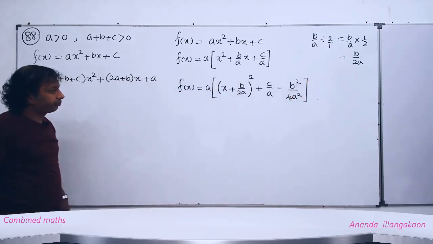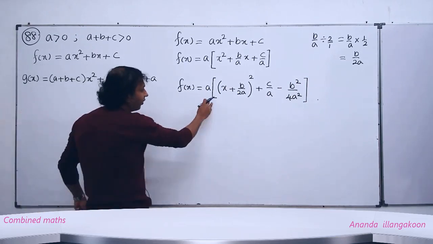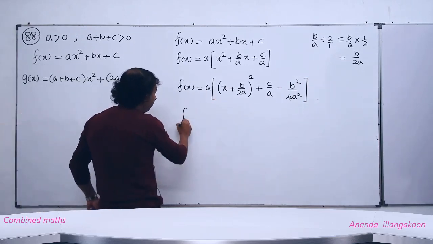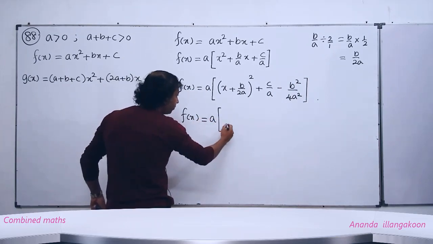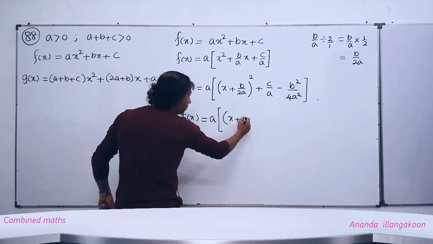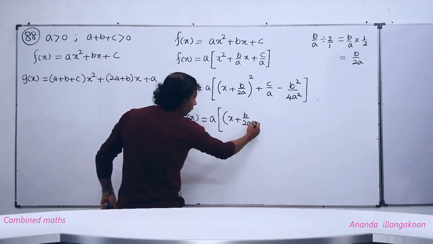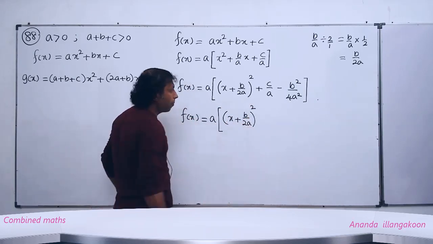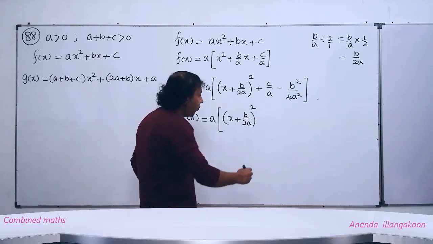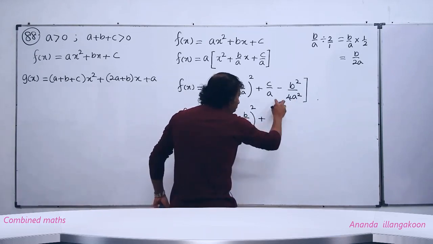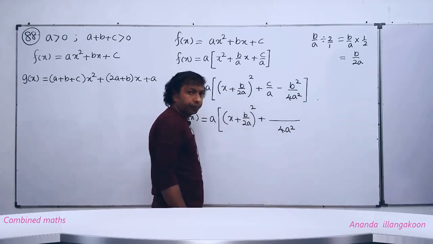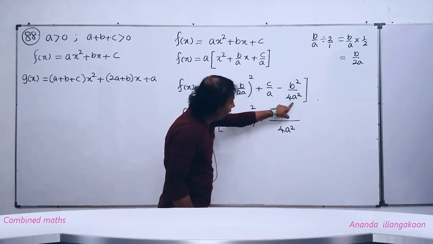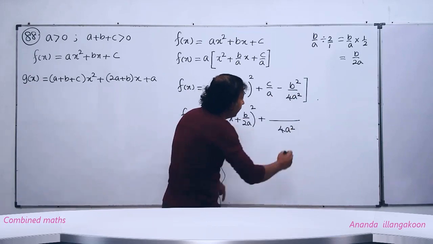Right. Now we'll simplify the bracket a little more. Keep this like this: x plus b upon 2a, perfect squared. Now I am going to take the common denominator as 4a squared. Here, 4a squared, we have this b squared one change.